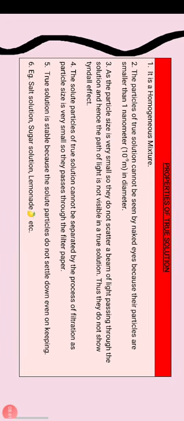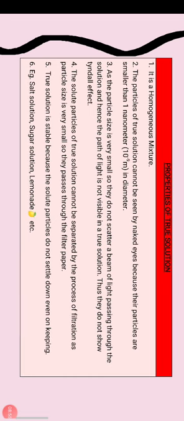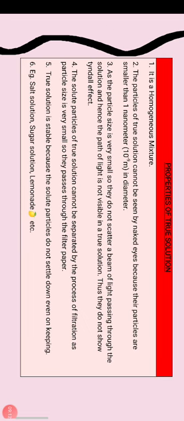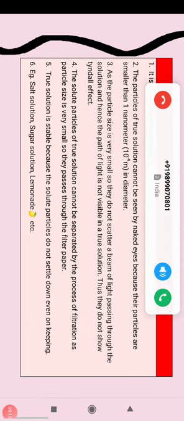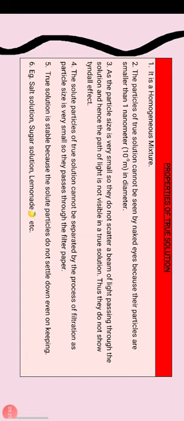Second property of true solution is the particles of true solution cannot be seen by naked eyes because their particles are smaller than 1 nanometer in diameter. So why you cannot see the particles of true solution? For example, if I take the salt in water, you cannot see the particles of salt after dissolving. The reason is the particles are very small, and what is the value? That means how small is that particle. They are even smaller than 1 nanometer, and 1 nanometer is equal to 10 to the power minus 9 meter. So particles are very small.